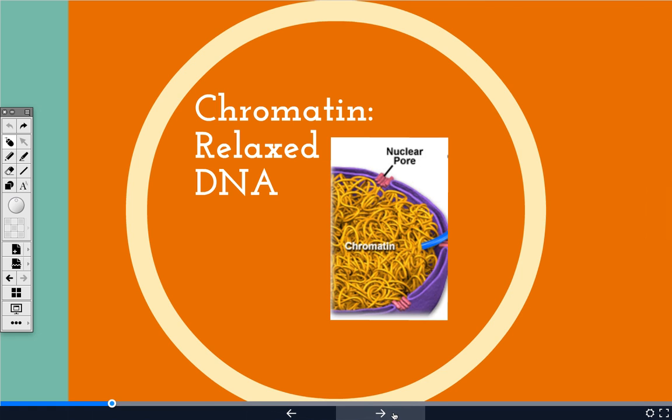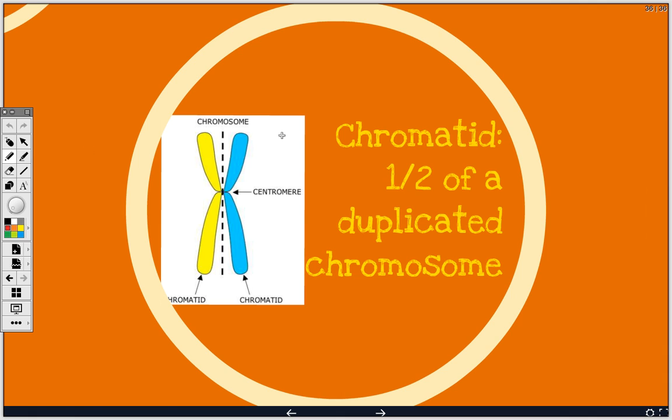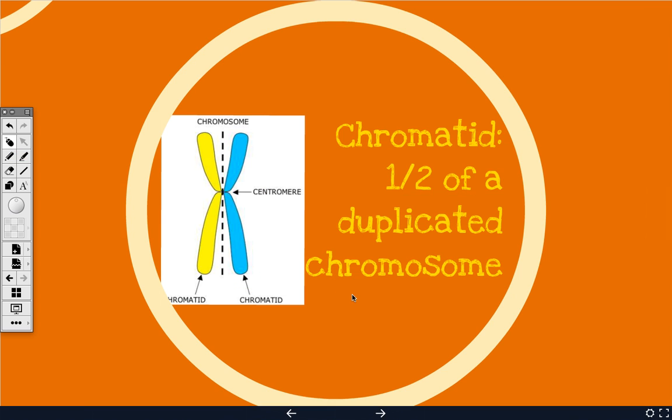Moving on from chromatin, another one would be called a chromatid. If we are talking about a chromatid, it would be a normal chromosome, which is usually represented as an X, and it is split in half. A chromatid is just half of, or one side of, a chromosome. That's just half of a duplicated chromosome. That's how we like to represent that, just one side.